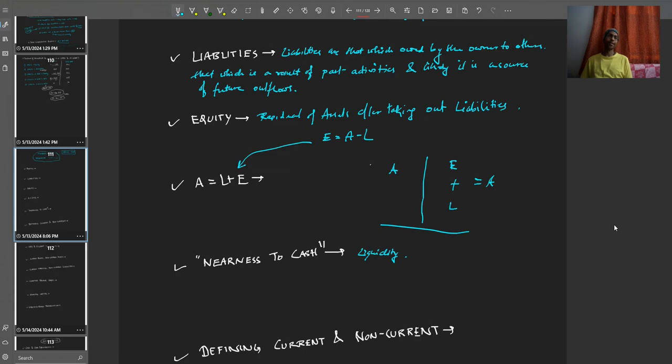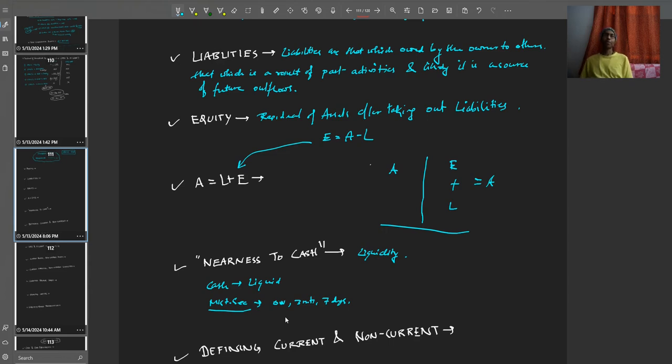Nearness to cash. For example, cash, so it is very much liquid. Then comes marketable securities. They are also immensely liquid, but they may be overnight, they may be 3 months maturity, they may be 7 days maturity, like that. So they are a little bit away from being instantly liquid. They are not instantly liquid.